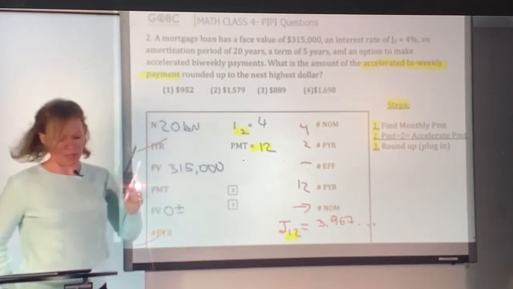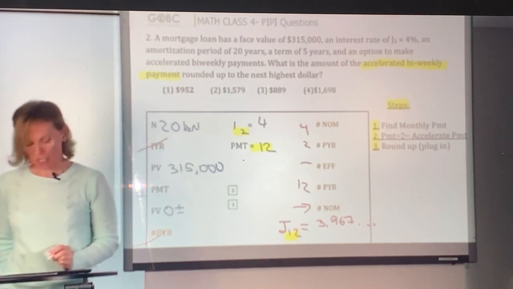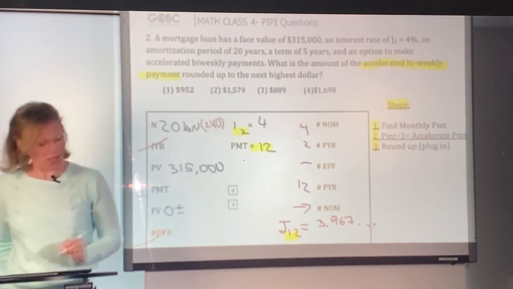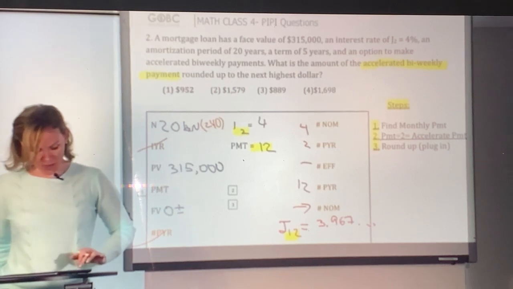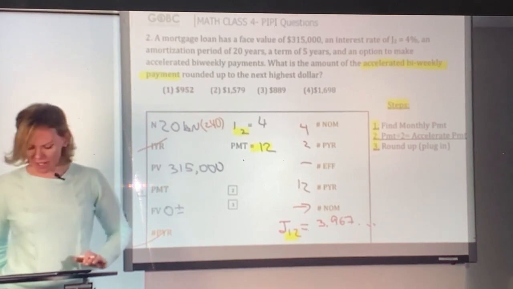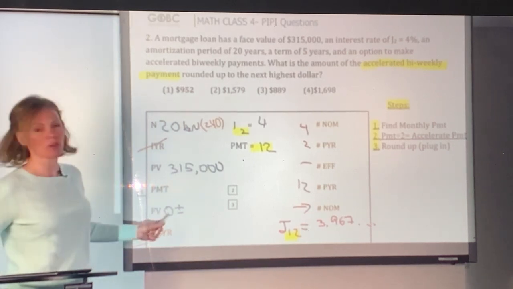P/Y right now is 12. So if you do 20 shift N, do it right now, 20 shift N, it will come up to 240. Okay, so that's what the N is. Present value, 315,000. Plug it in. PV, and then 0, plus/minus, future value. Don't forget about that future value.